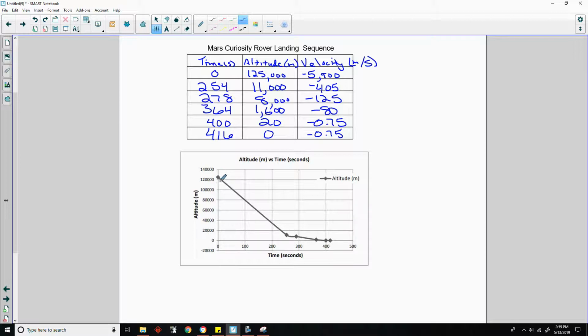Okay, so what happened here was a constant decrease in elevation. It was coming into the atmosphere, where at this point right here where it slowed, that would have probably been where the parachute deployed, and then this is where the heat shields broke free, and then landing.